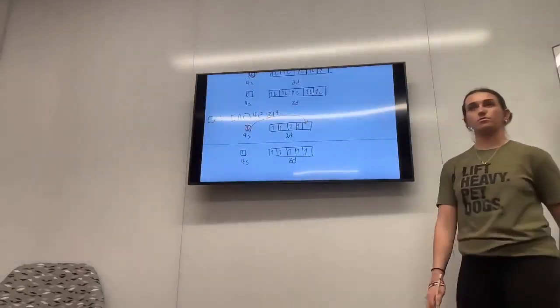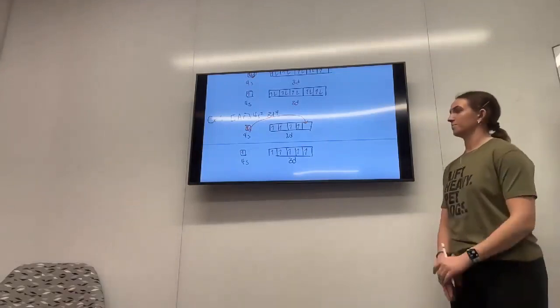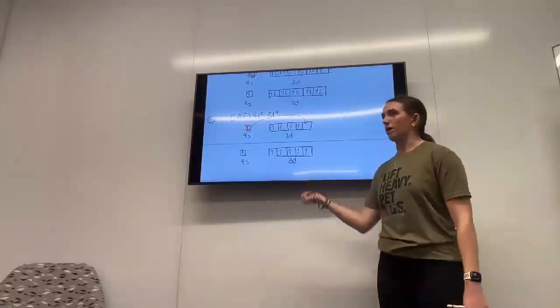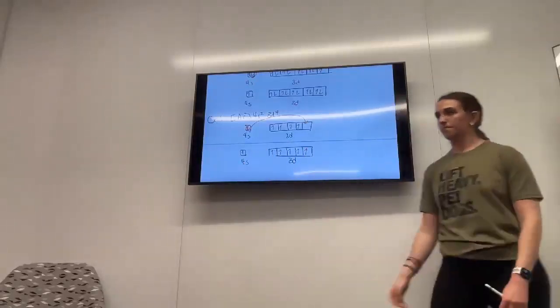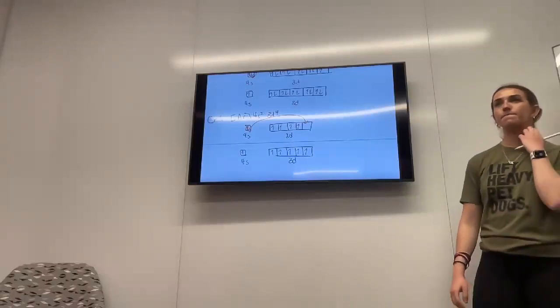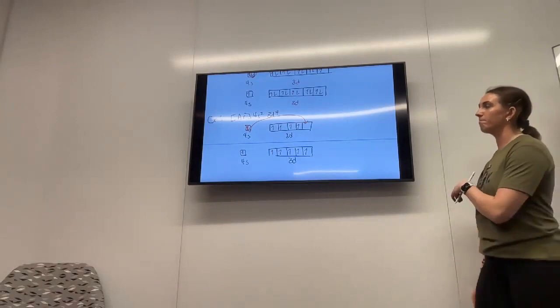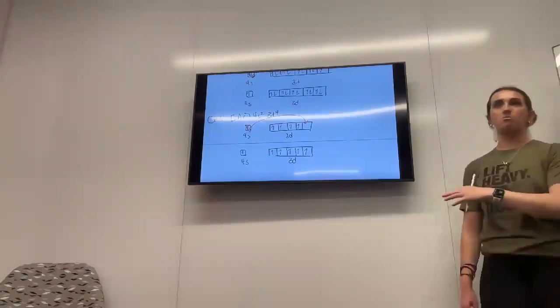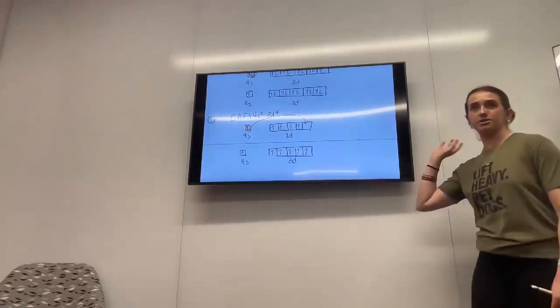So everything in chromium's column will look exactly like that. Yep. Okay. So it'll just be one behind. So one will be 5s and then 4d or something like that. And do you write it in that order, 4s and then 3d, or would you write 3d and then 4s? I tend to write them in the way that they're filled. Okay, so lower energy on the left, higher energy on the right.